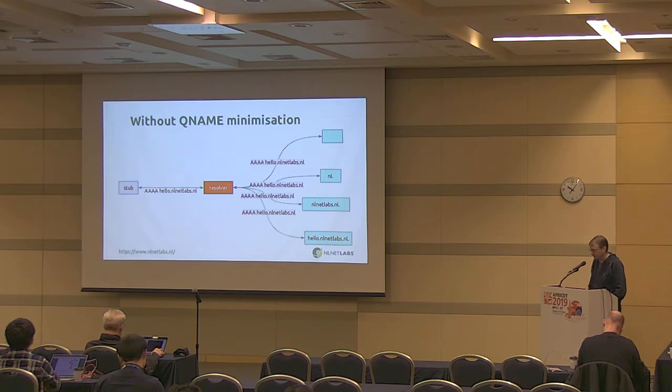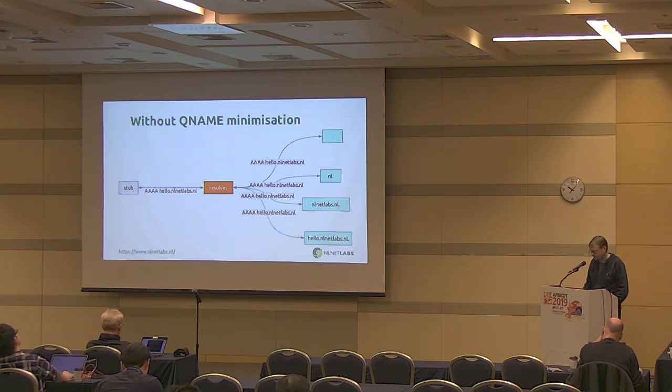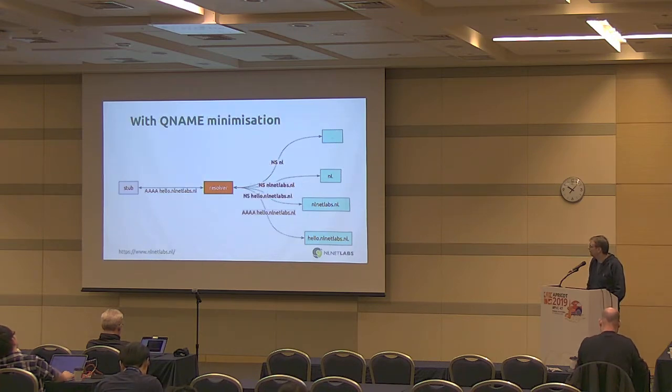So four authoritative name servers get to see the full question when really only the last one needs it, because only the last one knows what the record actually is. So what we can just do is we can ask the root zone for just an NL.